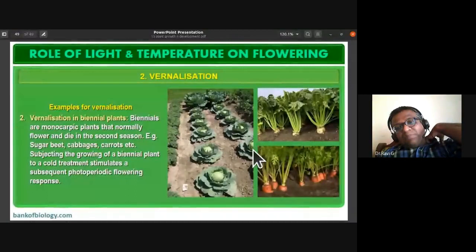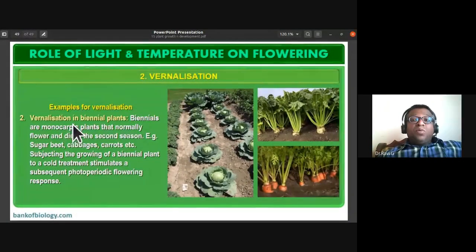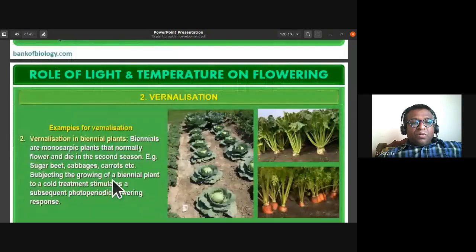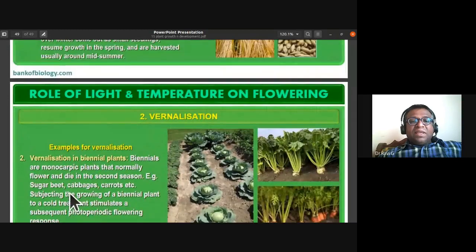Now, vernalization in biennial plants. Biennials are monocarpic plants, that is, they flower only once in their lifetime. So biennials are monocarpic plants that normally flower and die in the second season. Okay, so they are two-year plants. In the first year they have vegetative growth. In the second year they have the reproductive phase. Examples are beetroot or sugar beet, cabbages, and carrots. They are all examples of biennial plants.